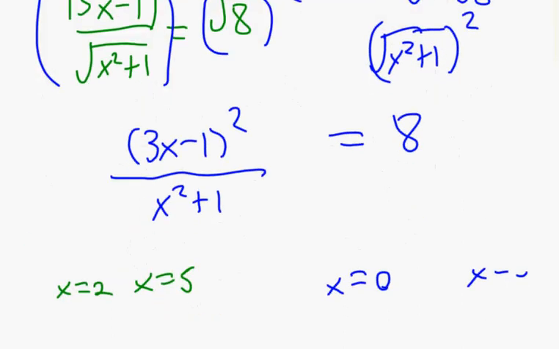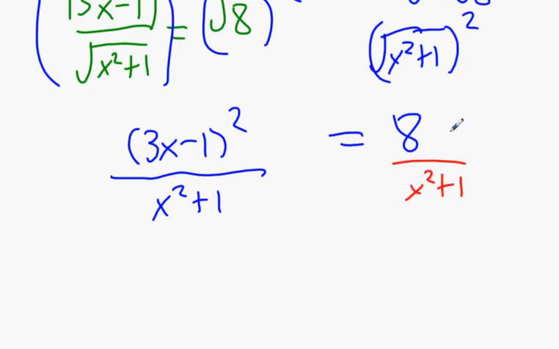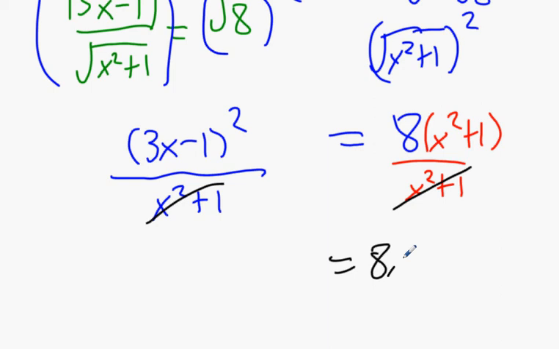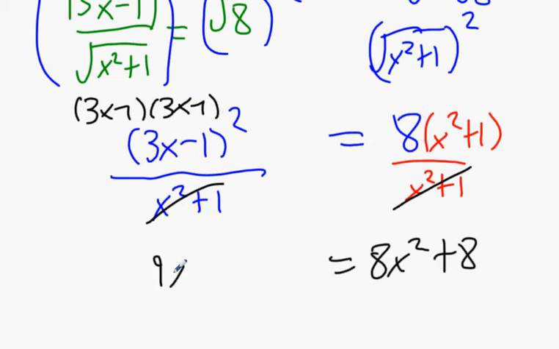Okay. Immediate problem is they don't have the same denominator. Would you agree with that? So, put an x squared plus 1 on the bottom. Put an x squared plus 1 on the top. Cancel the denominators. Square out the left side and multiply out the right hand side. We're going to get 8x squared plus 8. And on this side you're going to get 3x minus 1 squared, which is 9x squared minus 6x plus 1. That's when you multiply it out successfully.